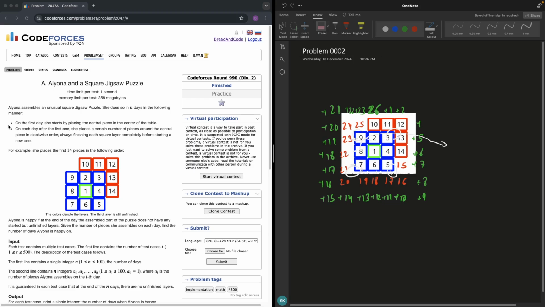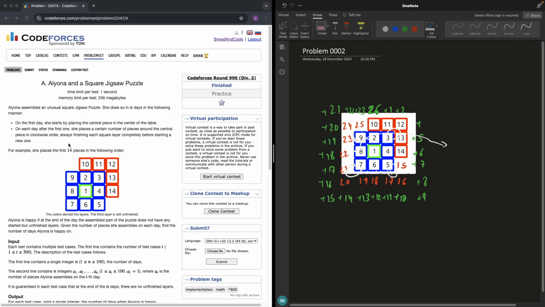So here the problem statement says that Alyona assembles an unusual square jigsaw puzzle. Means she is going to assemble a puzzle and she does it in n days. On the first day, she starts with the centerpiece that she is going to put at the center, and after that first day, she is going to place the other pieces on the top of the midpoint of that puzzle and going to rotate in a clockwise manner.